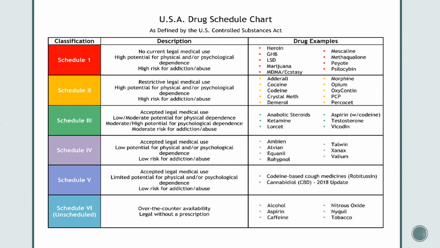Okay, so this right here is the U.S. Controlled Substances Act. Medications are classified by Schedule 1 through 6 when we're talking about controlled medications, depending on how strong of an addiction or dependence can be formed. Schedule 1 means there's no current legal medical use and a high potential for physical or psychological dependence. Drug examples include heroin, LSD, and MDMA or ecstasy. We know that we can get those on the street and that a lot of places have issues with those, but you're never going to see these given in a medical setting.